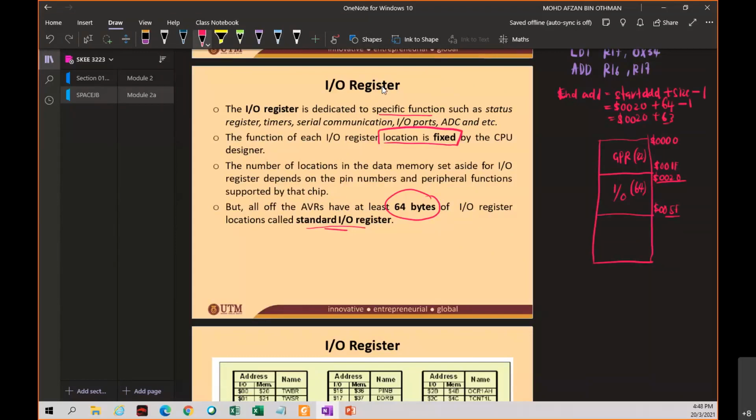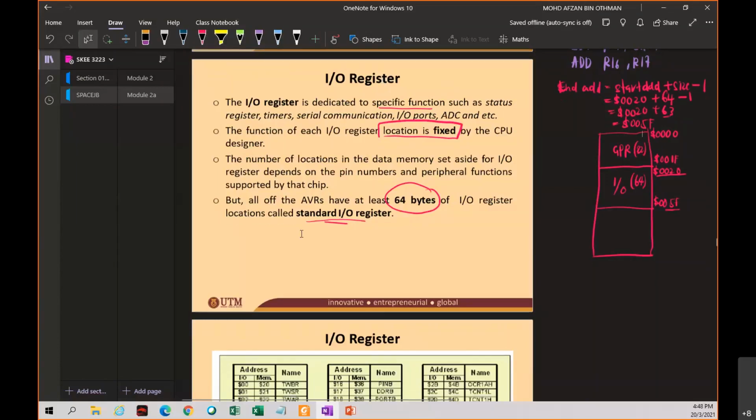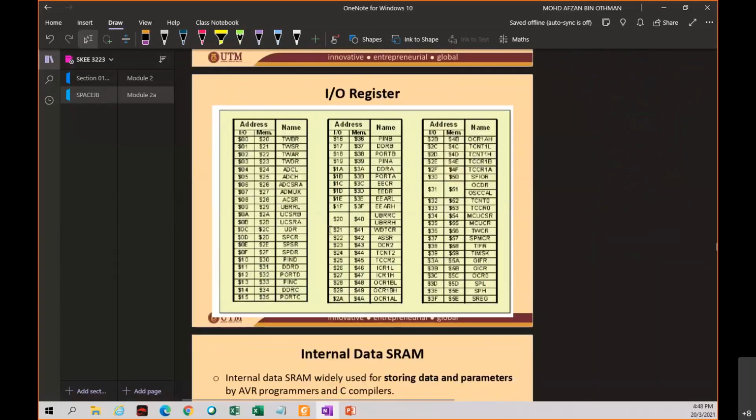So since this one here is in decimal, you need to convert it to hexadecimal, so that after you convert to hexadecimal and add 20, you will get 005F. Okay, so this is the end address of the I/O registers. So these are the 64 I/O registers, as you can see inside this table.